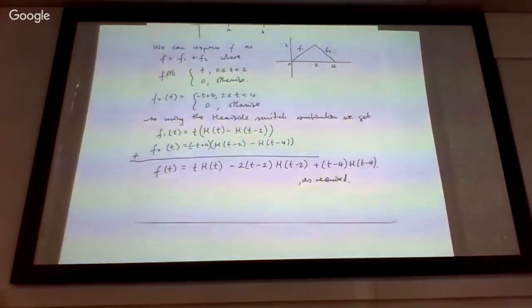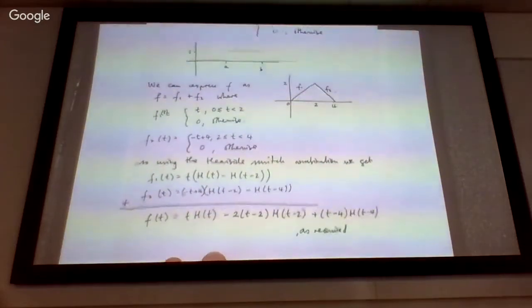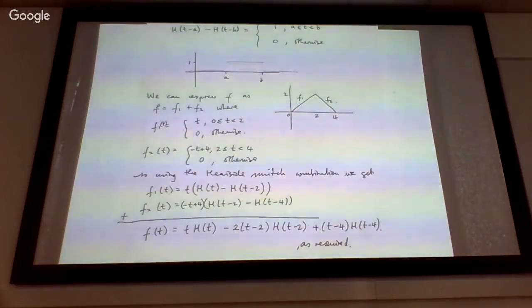How many marks is that going to be? 6 marks. Okay. Yeah, but it's good to get the definition of the Heaviside at the start, show that switching construction, and then show how it applies to your function f.